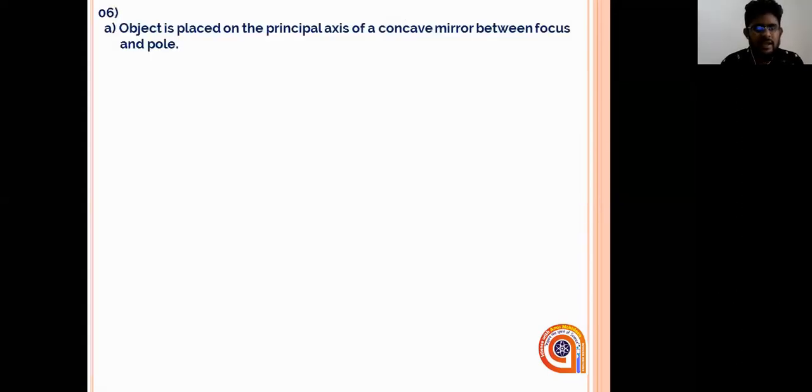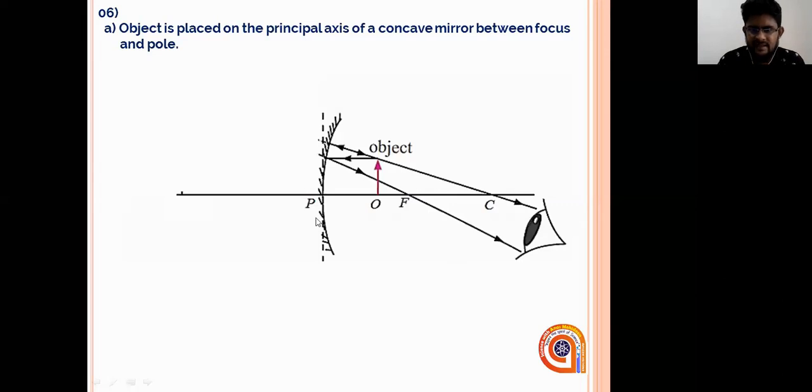The first one, A. An object is placed on the principal axis of a concave mirror between focus and the pole. Look at the diagram here. The object is kept between P and F. Can you see that? So two rays I am taking. One ray is from the top of the object parallel to the principal axis. Parallel to the principal axis will be moving along the focus.